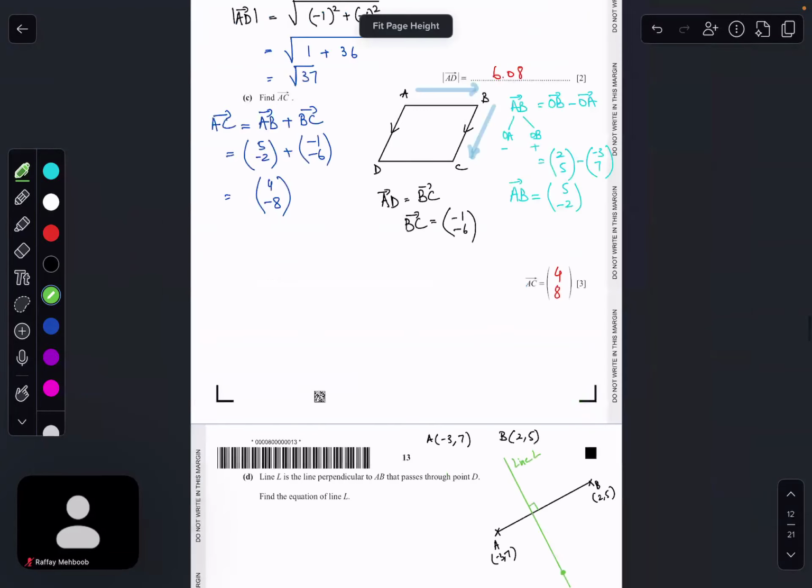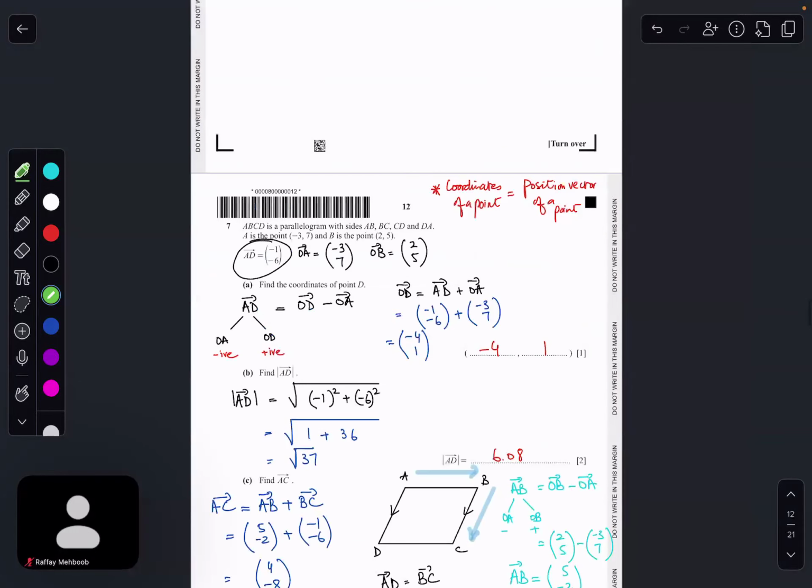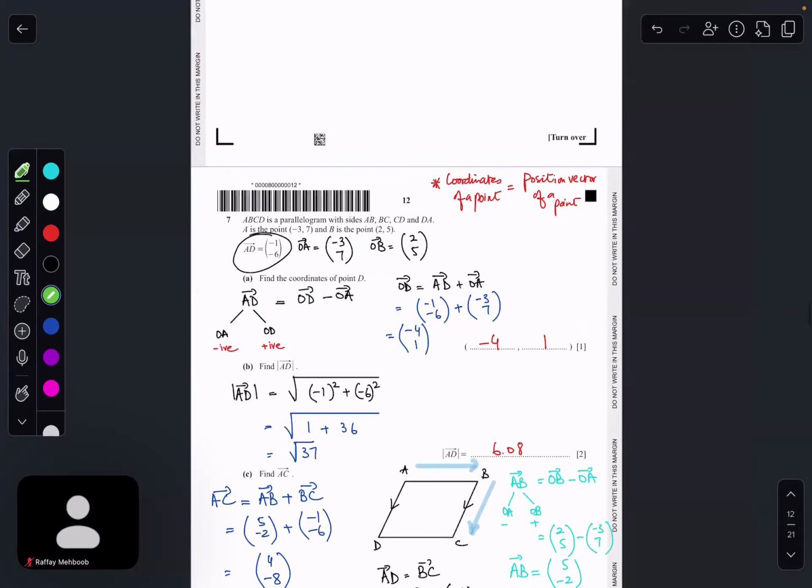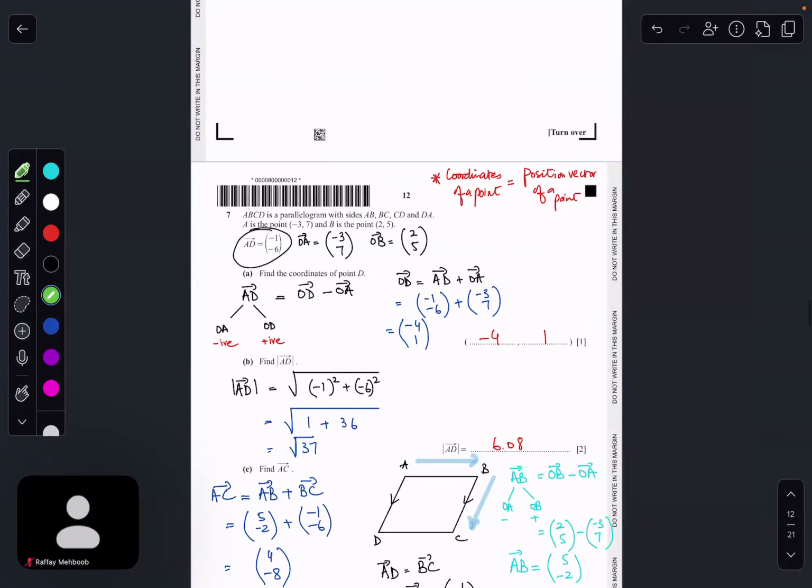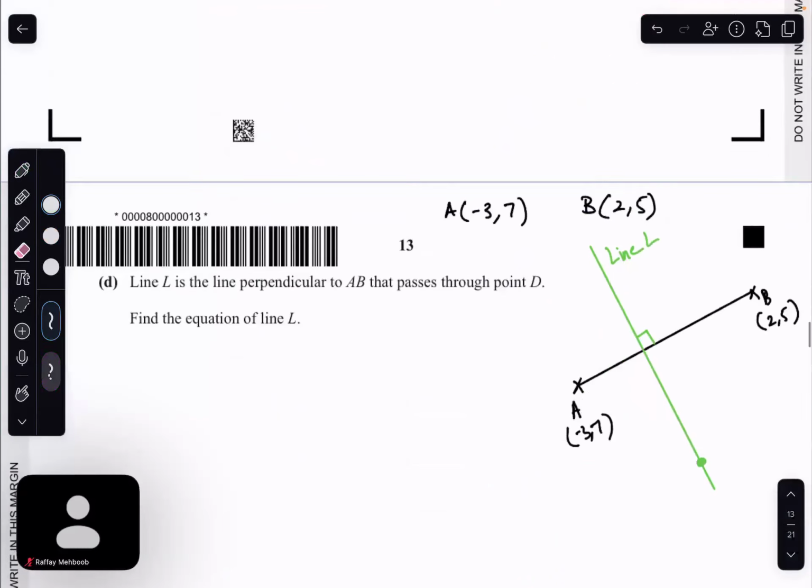I'm just drawing it randomly, so I'm not drawing it accurately, just a sketch. Where is D? Minus 4 and 1. As you can see, this one over here. Minus 4 and 1. So it's passing through the point D, which is minus 4 and 1.